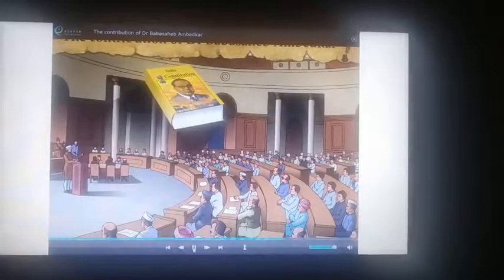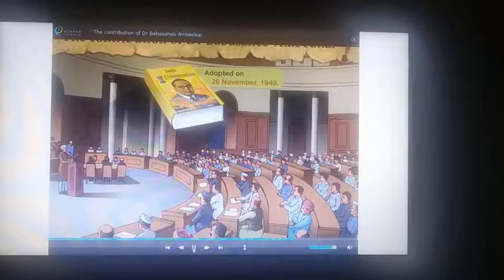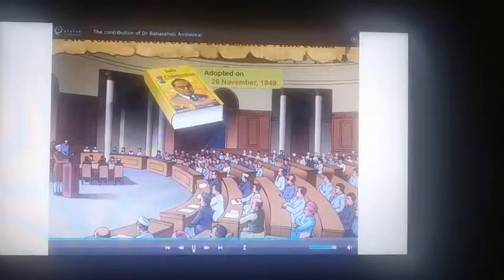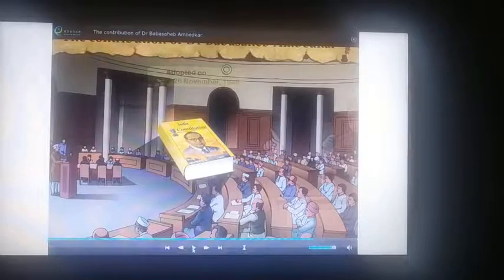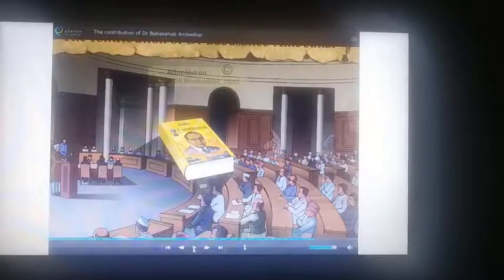The Constituent Assembly enacted the Constitution and adopted it on 26 November 1949. Therefore, 26 November is observed as Constitution Day. Which is Constitution Day? 26 November is Constitution Day.